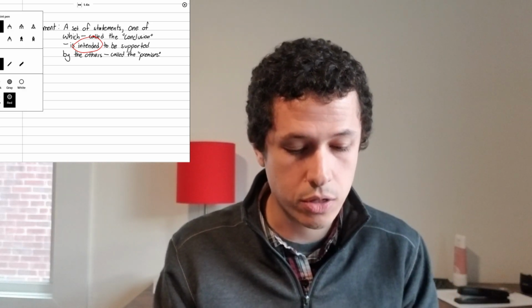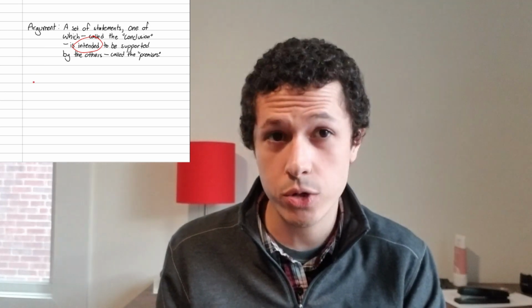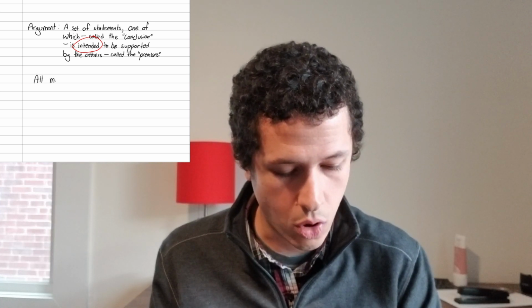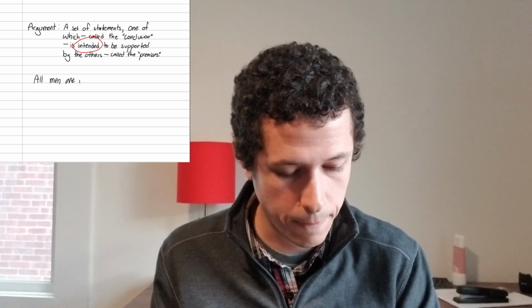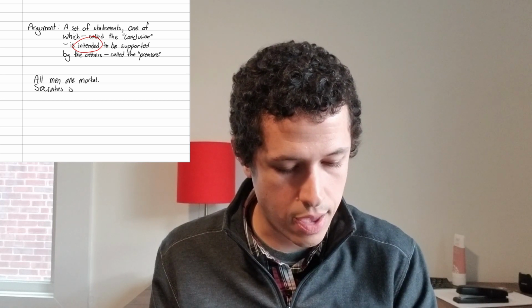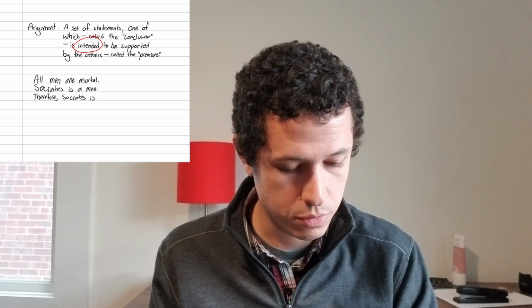So let's go ahead and consider just a couple of examples. They're both going to be uninteresting, but they're also really common, so there's a chance that you've run into these in your logic course. So all men are mortal. Socrates is a man. Therefore, Socrates is mortal.